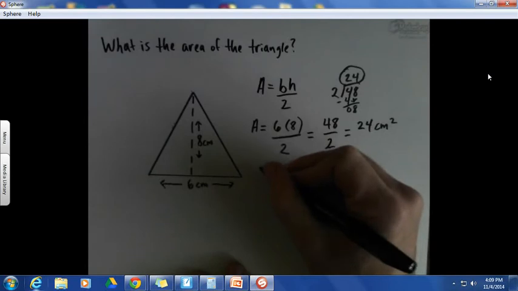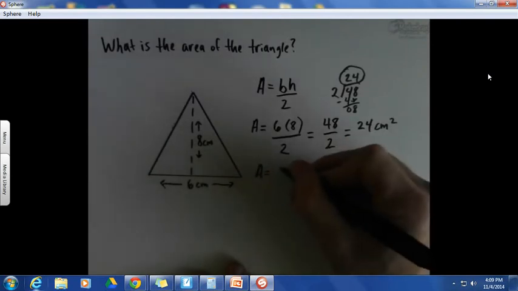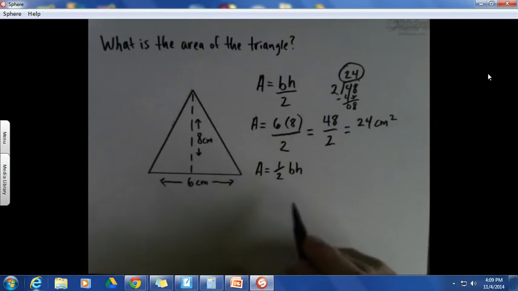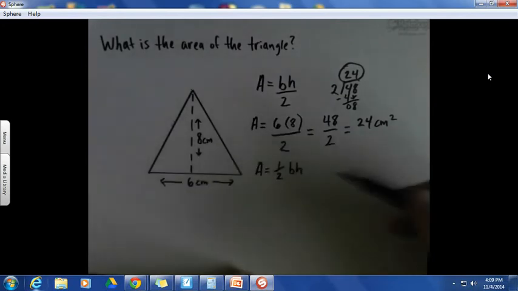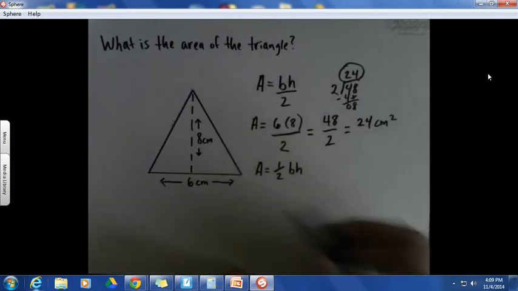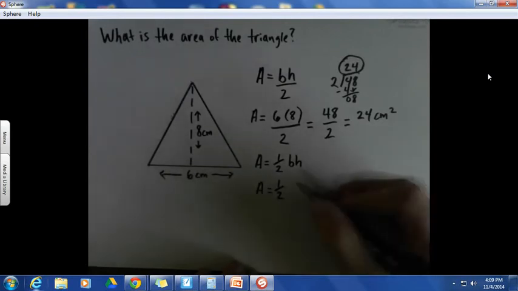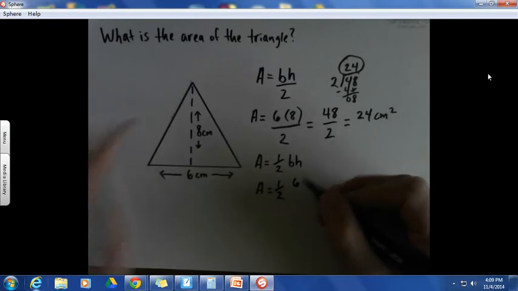Let's try it another way. Let's see if we can find area using the other formula, which is 1/2 base times height. Just as an experiment, to see if we come up with the same answer. Let's prove that dividing by 2 is the same as multiplying by 1/2. So again, area equals 1/2 base times height, which in this case is 6 times 8.